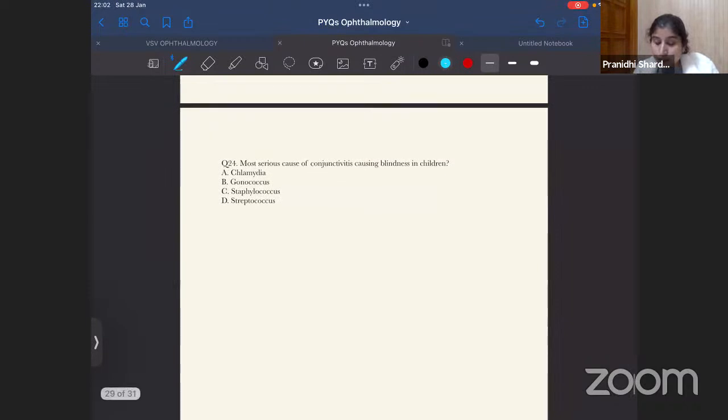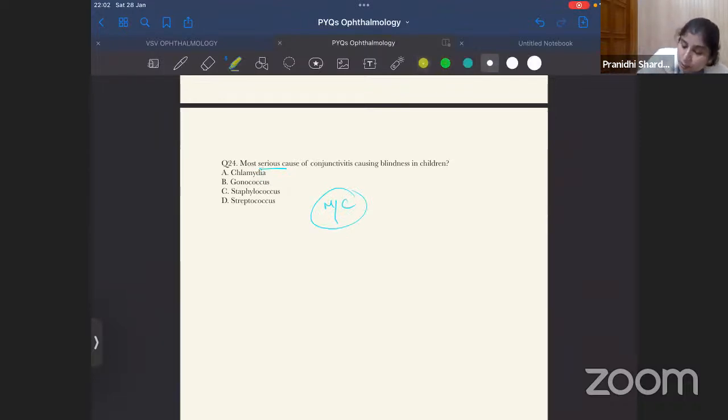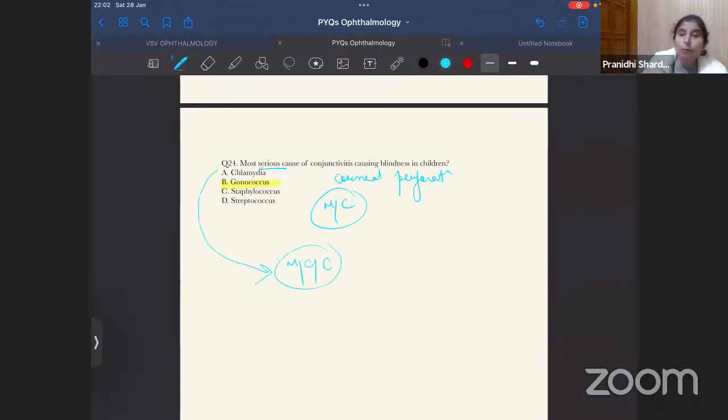Okay, the most serious cause of conjunctivitis causing blindness in child. There are two straight liner questions, most serious and most common. This is a 2018 question. Most serious is gonococcus because it can affect the cornea. It can cause corneal perforation. So it is most serious. But most common cause is chlamydia. Okay.